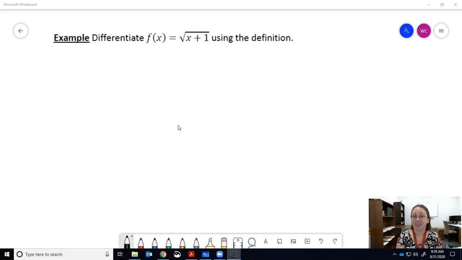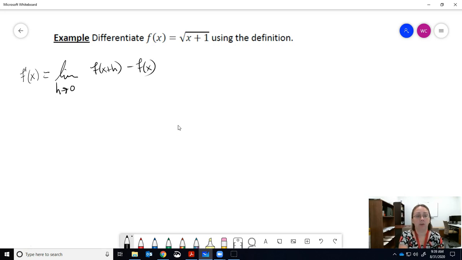All right, this is our third example. This one looks like fun. So again, we're being asked to use the definition. So this is the limit definition. So the limit as h goes to 0 of f of x plus h minus f of x all over h. Now looking at this, if I plug x plus h in, there's not going to be any simplification that I can do. So I'm just going to go ahead and plug it straight into my formula.